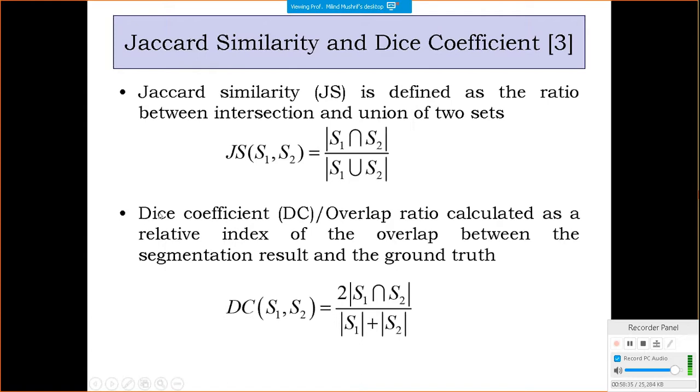Another index we use is the dice coefficient, which is also called the overlap ratio. It is calculated as 2 times the intersection of S1 and S2 divided by mod of S1 plus mod of S2. Again, this dice coefficient will be equal to 1 when there is perfect segmentation, that is, when the pixels in the ground truth segmentation and the pixels in the segmentation obtained using the proposed method are identical. Otherwise, it will be in the range of 0 to 1.